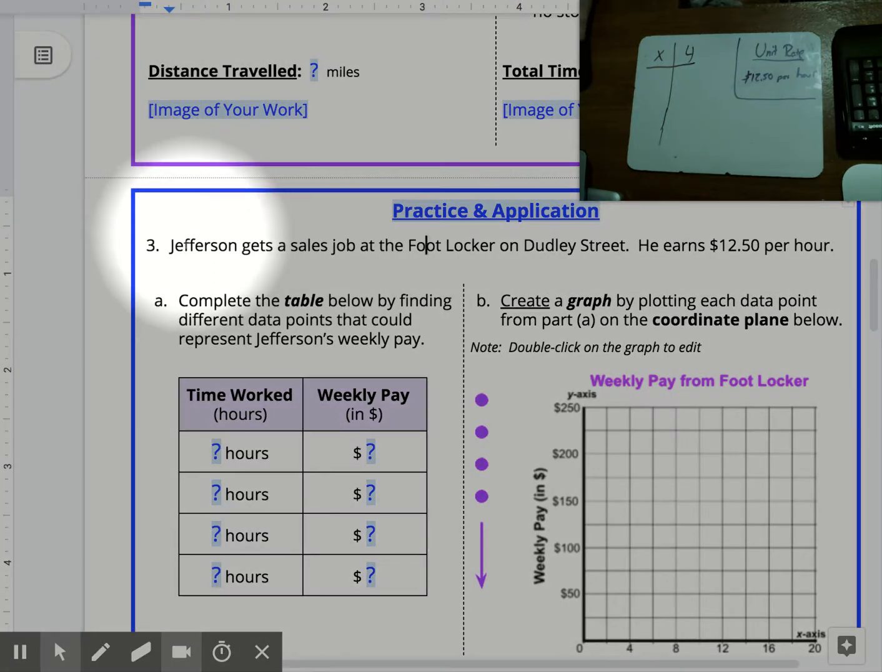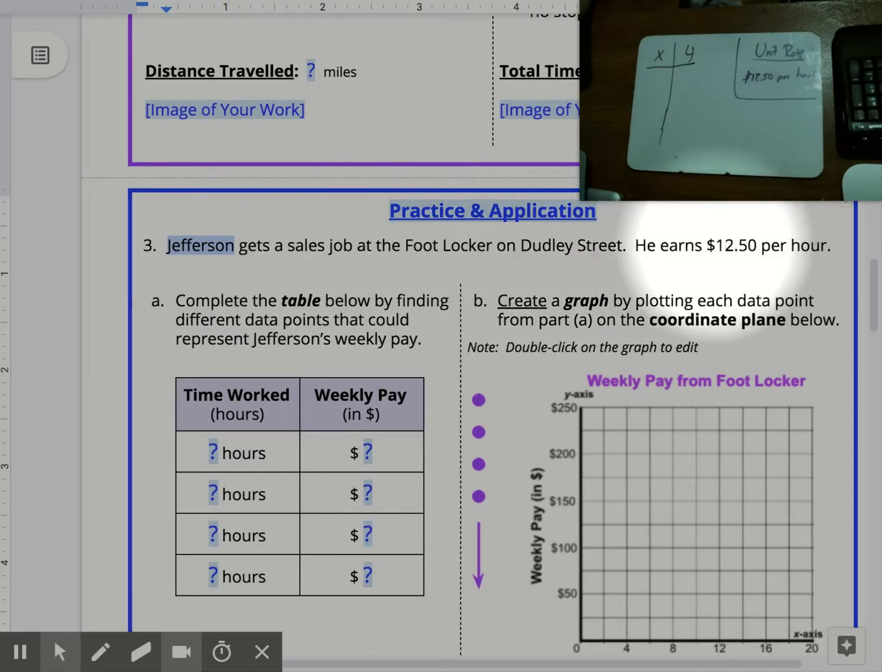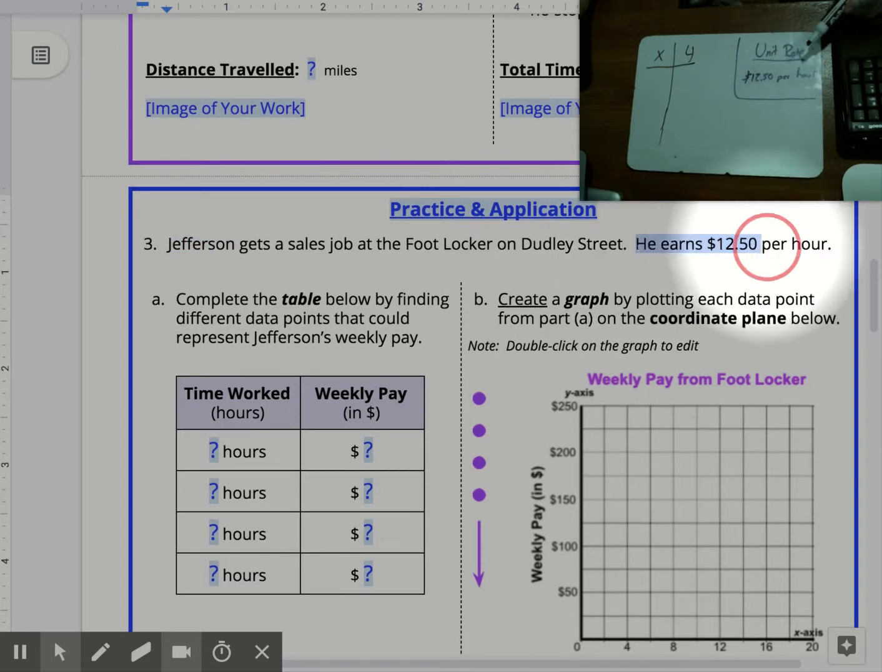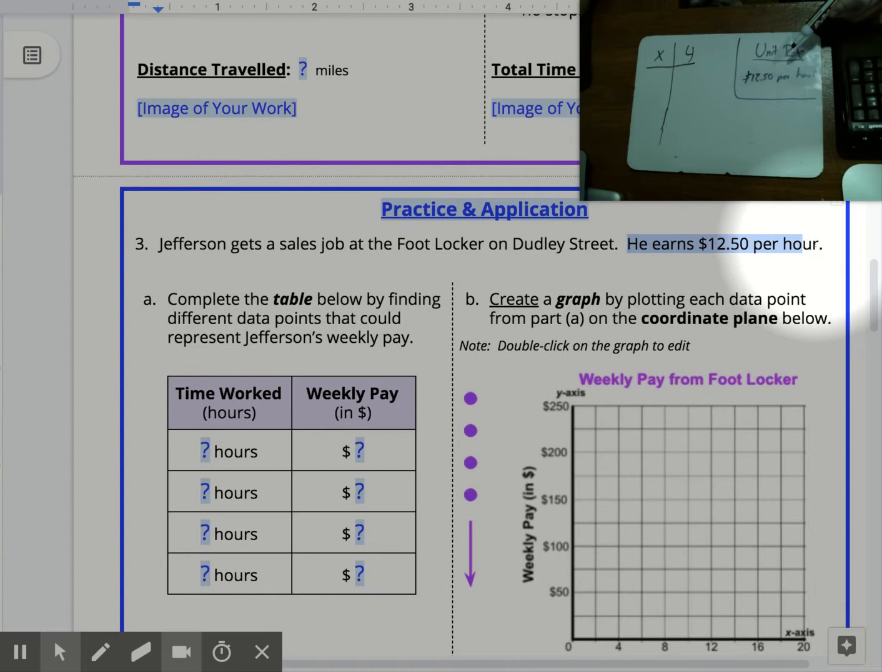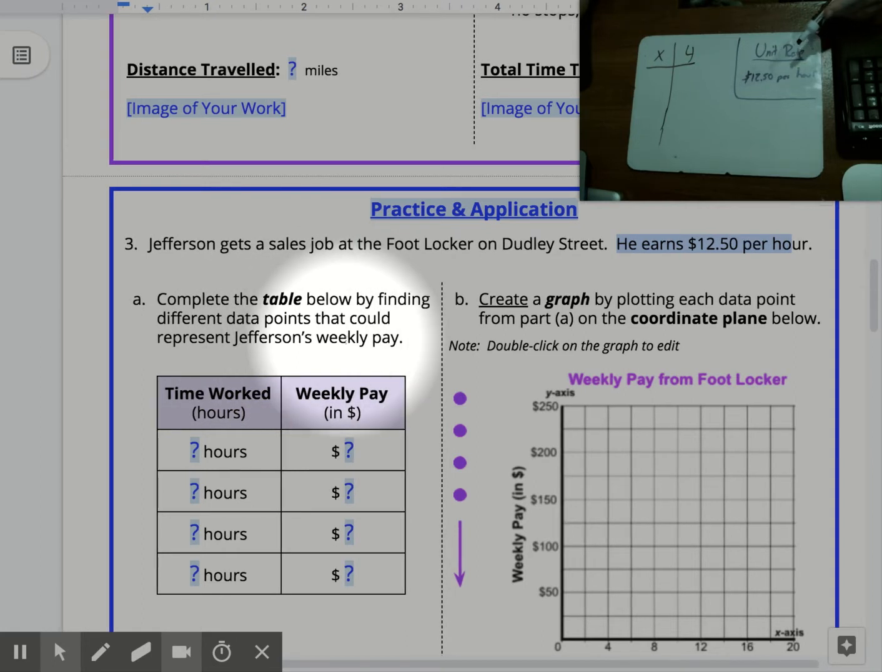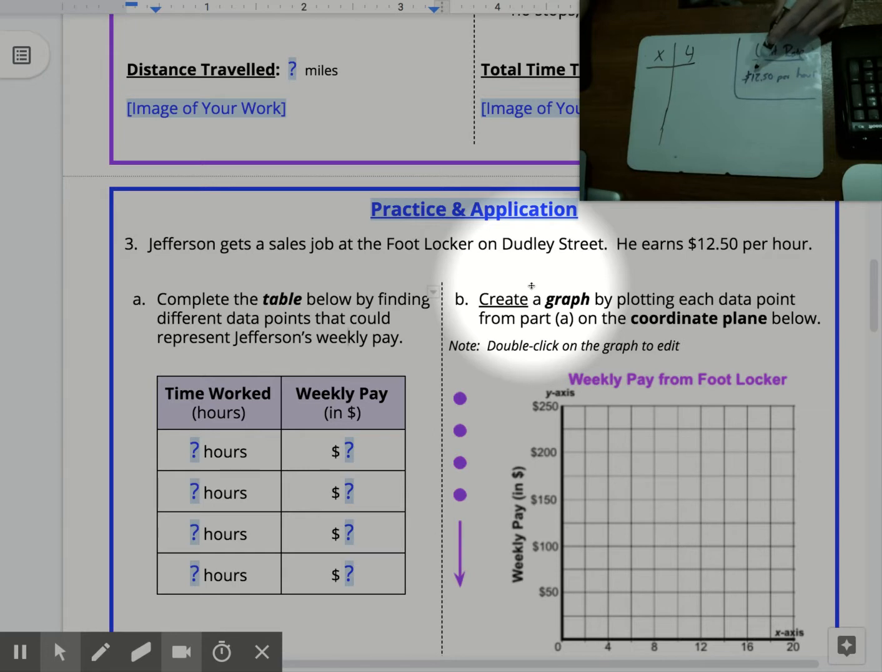All right. Problem 3 tells us that Jefferson gets a sales job at the Foot Locker on Dudley Street, and we're told that he earns $12.50 per hour. You'll see on my whiteboard here, I put out that key information, the fact that Jefferson earns $12.50 per hour. So part A asked us to complete the table below by finding different data points that could represent Jefferson's weekly pay. So again, the key information to know here is that Jefferson earns $12.50 per hour.